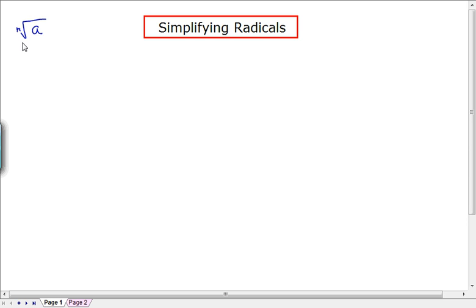So here the index is n. So this is the nth root of a. If n was 3, this would be the cubed root of a. Suppose we are raising a to the nth power. That is, we're raising a to the same power as the index. Then that equals a. That's principle number 1.